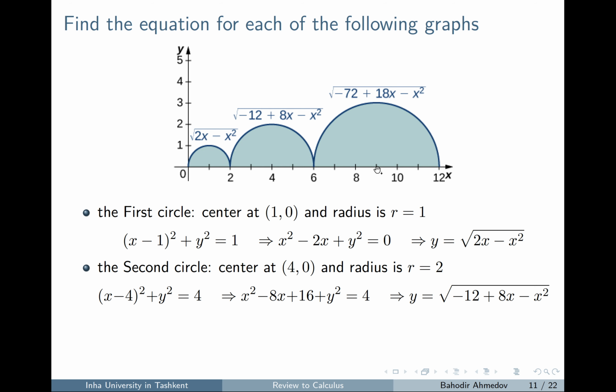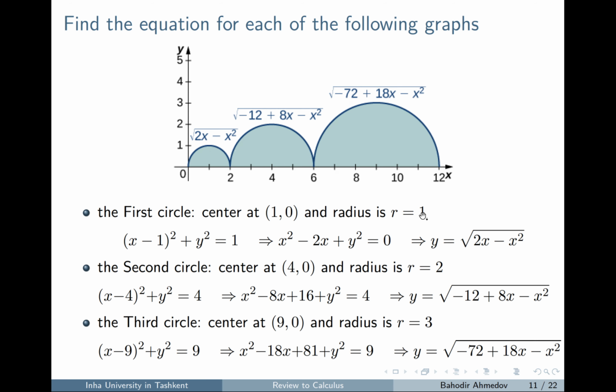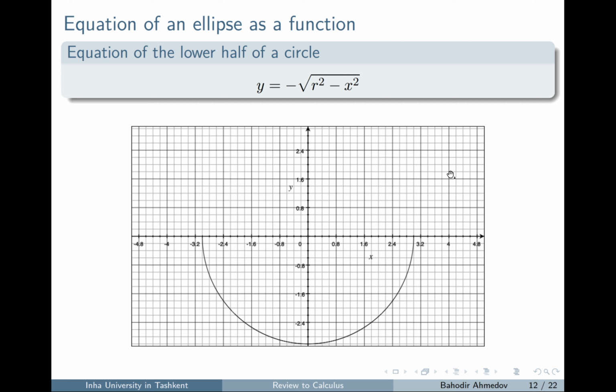So the center is at the point (9, 0) and the radius is 3. Okay, so if I put everything in here, it's going to be (x minus 9) squared plus y squared is equal to 9. By simplifying the terms, I'm going to obtain the equation of this semicircle. So the equation of the lower part of the circle is going to be y is equal to minus the square root of r squared minus x squared.